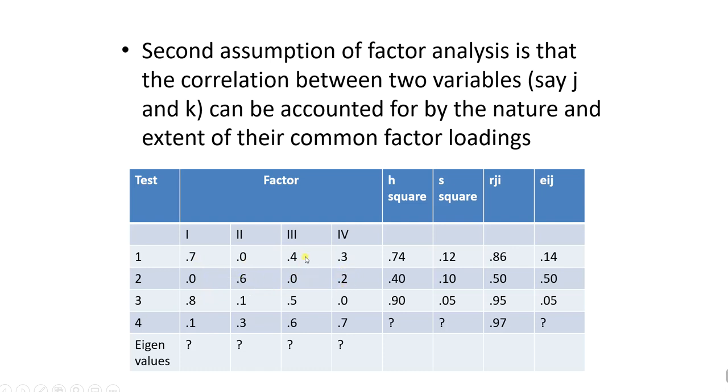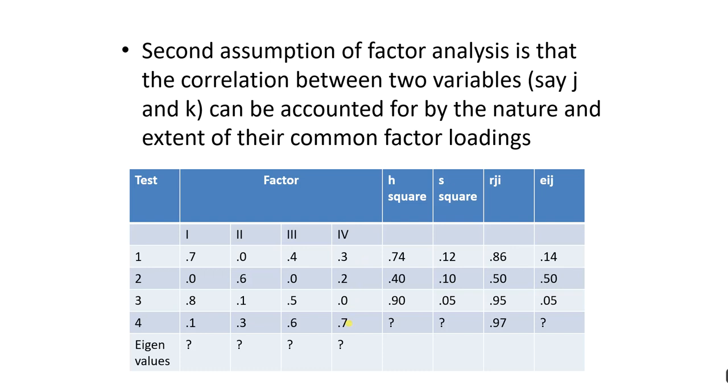All other products are 0. So the correlation between variable 1 and 2 is 0.06. Similarly, we can calculate the correlation between any two variables. Suppose you want to know the correlation between variable 1 and variable 4, then 0.7 into 0.1 plus 0 into 0.3 plus 0.4 into 0.6 plus 0.3 into 0.7 and then sum.